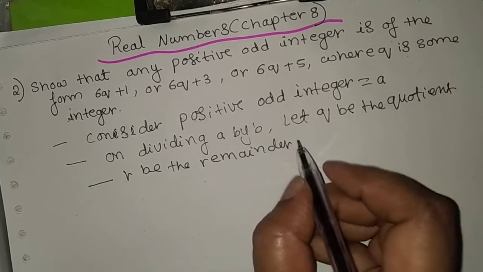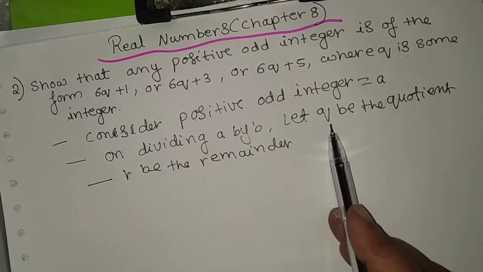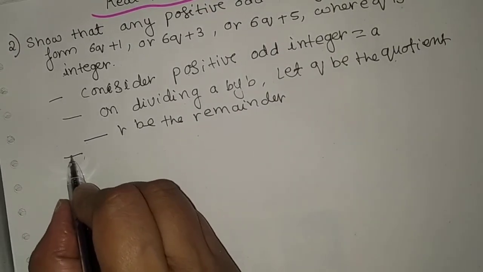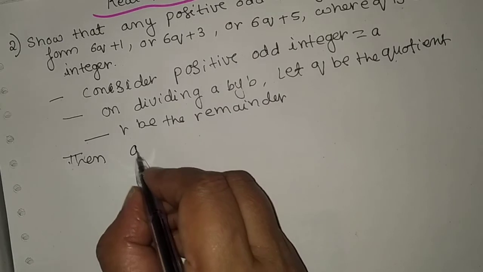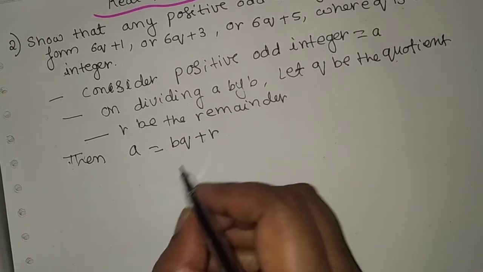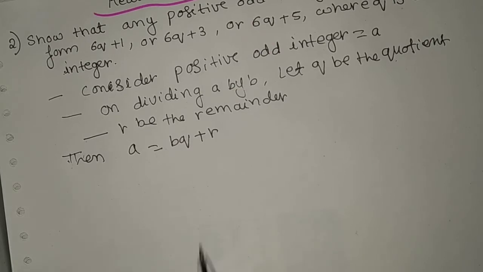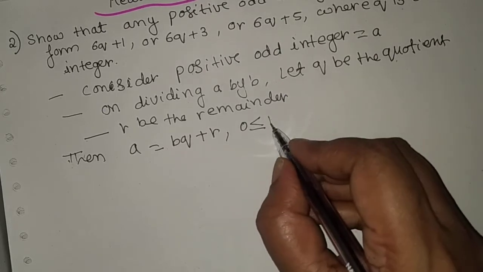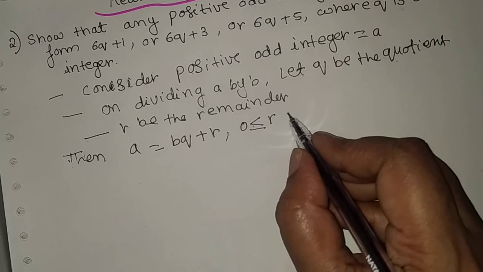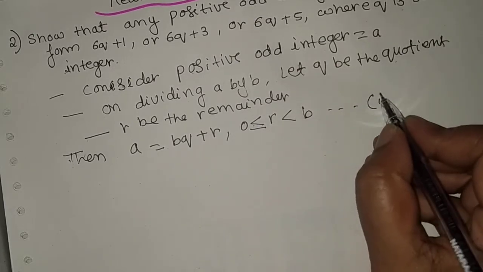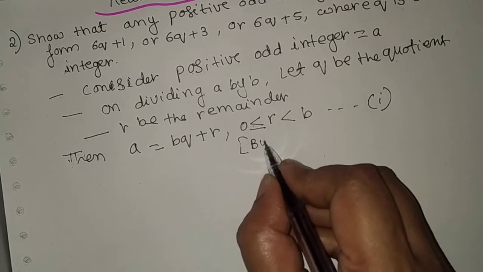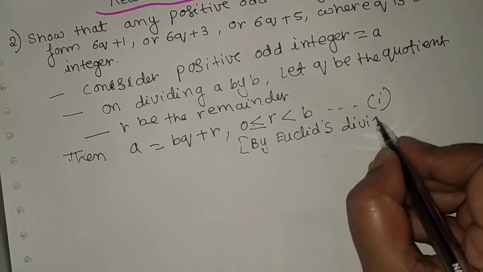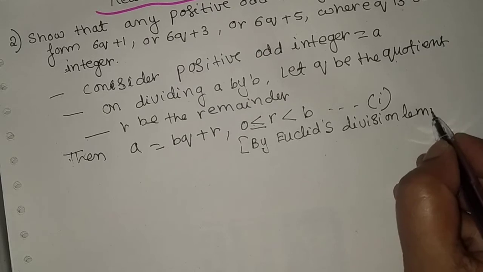So what happens, we have taken a positive odd integer as a. On dividing a by b, q is the quotient and r is the remainder. Then a is equal to bq plus r, where this one is the quotient and this one is the remainder. Finally we can write 0 less than or equal to r less than b, as equation 1. This is by Euclid's division lemma.